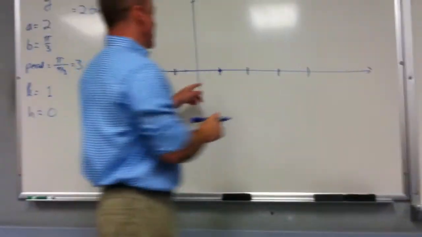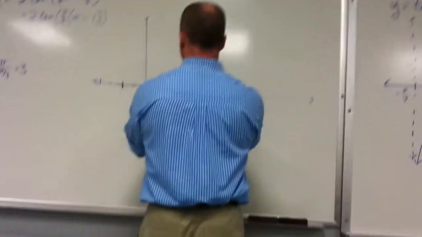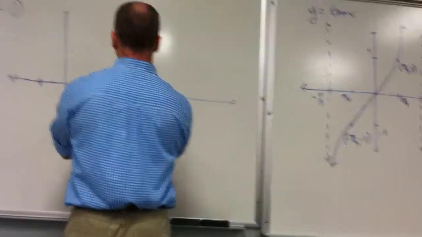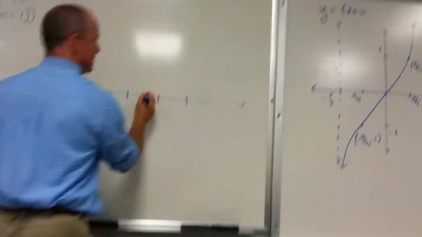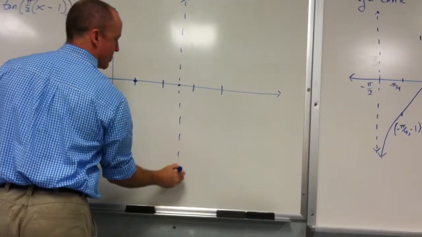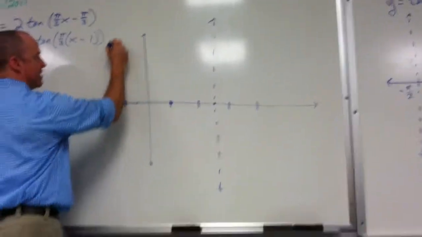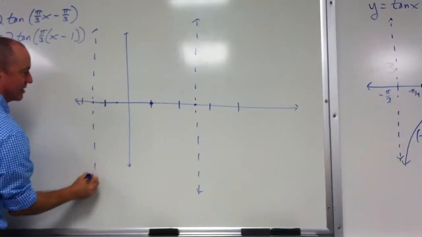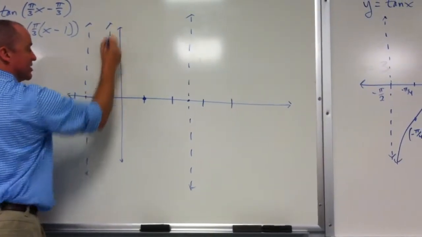And then we don't go to 1.5 here, we go out to 2.5. So these are my new vertical asymptotes. So 2.5 and negative 0.5. I'm sorry, negative 0.5. Thank you, Jen. I was drawing the wrong space.